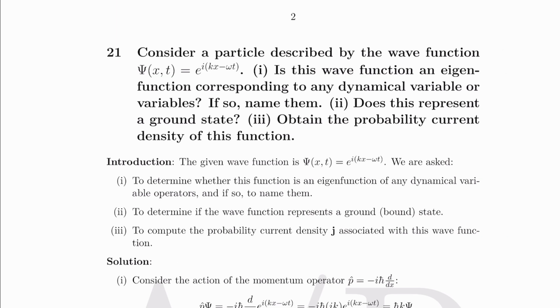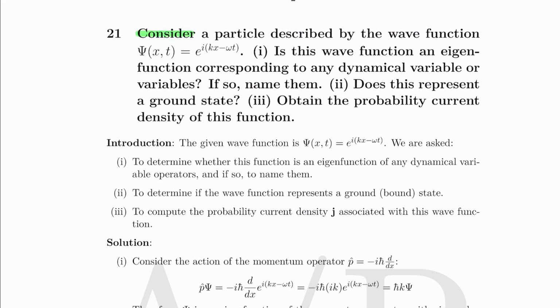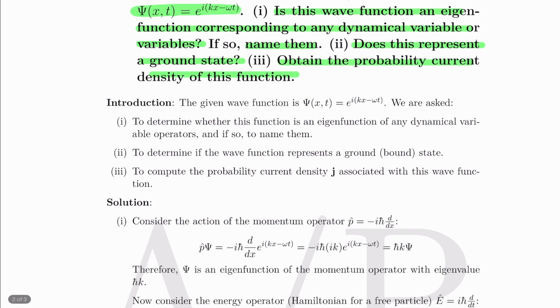The first question says: consider a particle described by the wave function given by this expression, where psi as a function of x and t is exponential iota (kx minus omega t). First, is this wave function an eigenfunction corresponding to any dynamical variable or variables, and if this statement is true, then you are required to name them. Second, does this represent a ground state? Third, obtain the probability current density of this function. So great, let us try to debunk that.